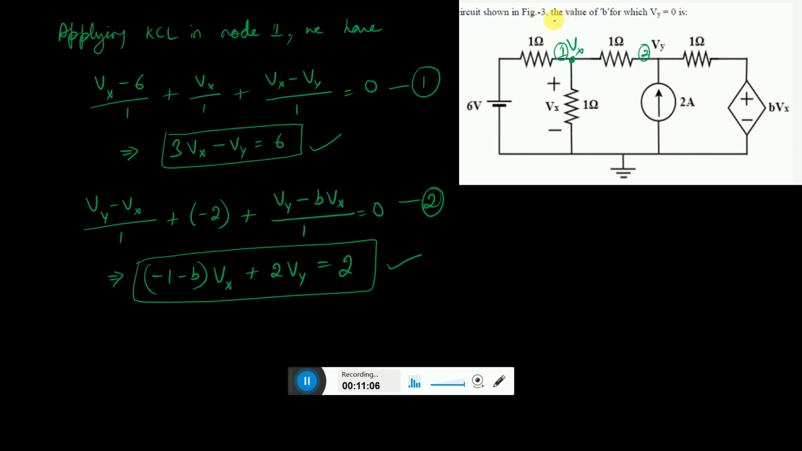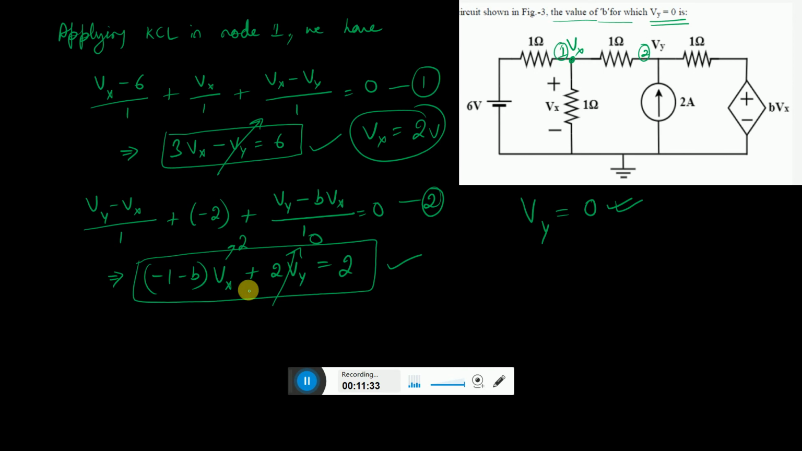See the question: the value of B for which Vy is equal to 0. The good thing is that in the question Vy is mentioned as 0. So once Vy is 0, I need not worry about this term, it is out. From here I can write Vx is simply 2 volts. So I get the answer of Vx as 2 volts. This term is 0 and this term is 2, so I put the value here. I finally get the B value as minus 2. That is how we get the value of B equal to minus 2.